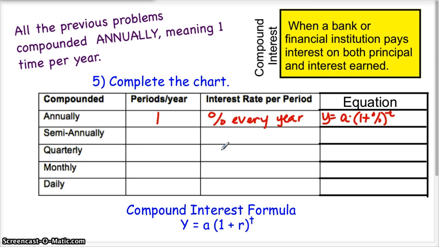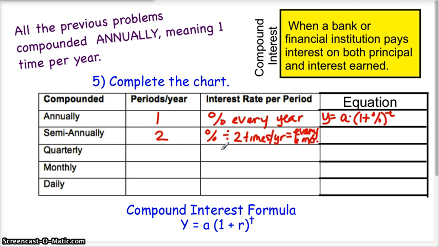Well, let's look at semi-annually. Semi refers to twice a year. You may hear it as biannually. So to calculate our interest rate per period, you're only going to get half of the interest rate each time that you're gaining interest. So we're going to take our percentage of interest and we're going to divide it by 2 because it's 2 times per year, which means we're going to gain interest every 6 months.